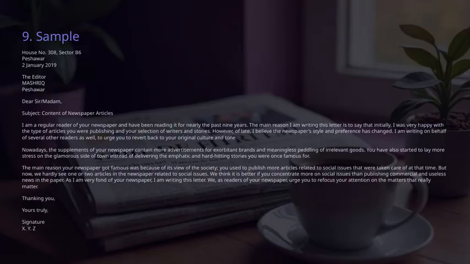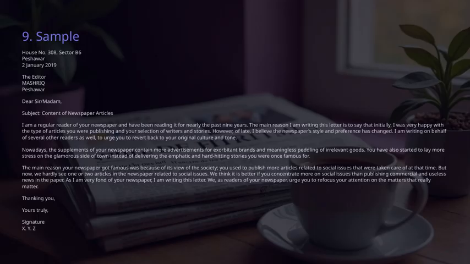Let's take a closer look at this sample letter. It's a personal communication addressed to the editor of Mashriq newspaper, dated January 2, 2019. The writer begins by expressing their loyalty, mentioning that they have been a regular reader for nearly 9 years. This establishes credibility and shows a long-term relationship with the newspaper.